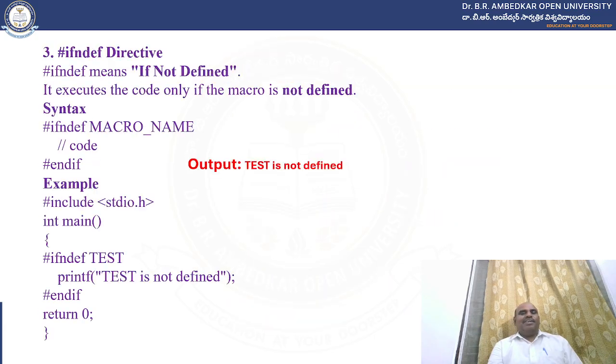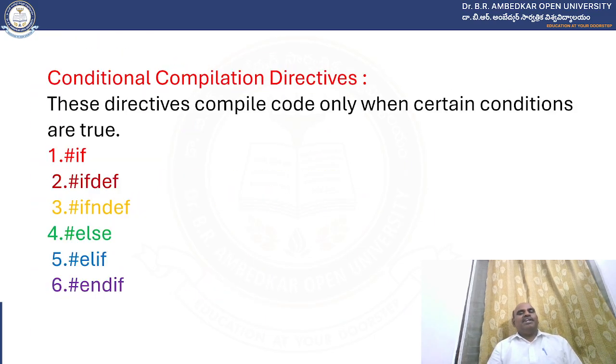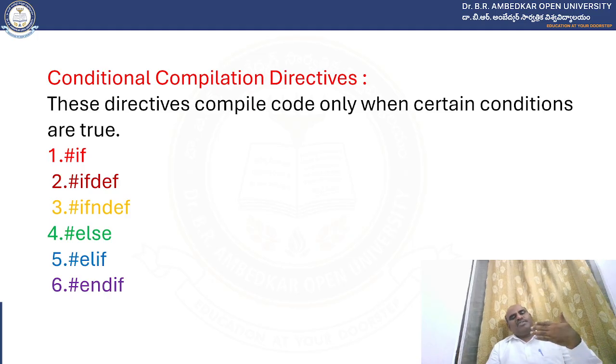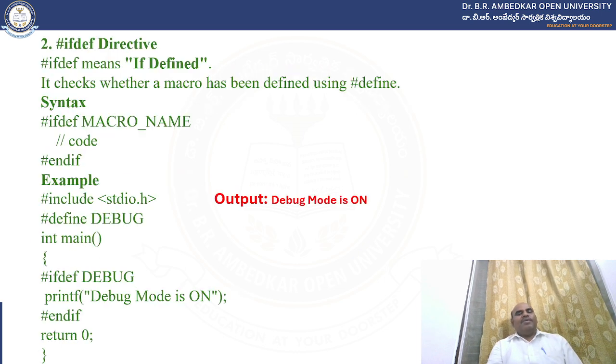So these six categories are all called conditional compilation directives. So very easy, no? Once again, I'll conclude here. Conditional compilation directives: how many are there? Six are there. One is called #if, another is #ifdef, another is #ifndef, the fourth is #else, the fifth is #elif, and the sixth, last one, is #endif.